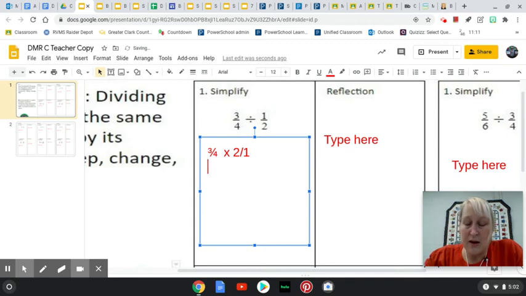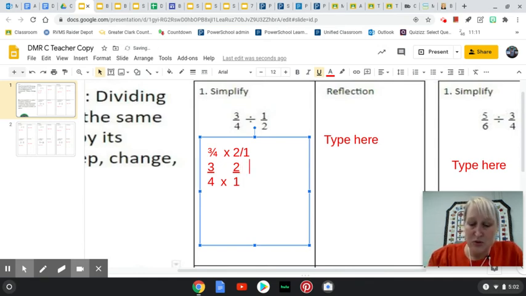Now, I know that that does not look pretty, so I'm going to type it the way that you guys would recognize it. 3, 2. And I'm going to press return, and I'm going to put 4 times 1. Then I will go up here and I will underline so that it looks like your 3/4 times 2/1. Now, in order to solve, you're just going to multiply across the top.